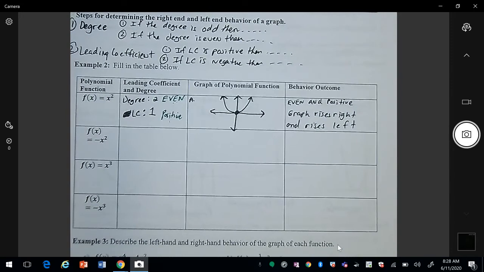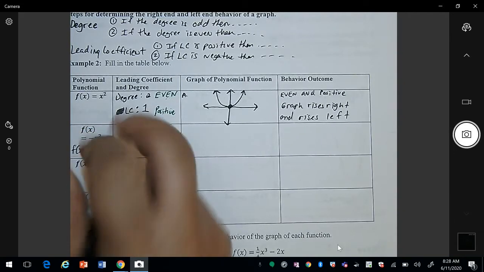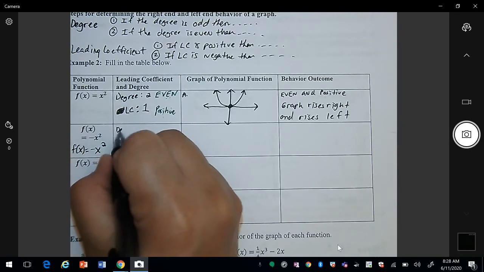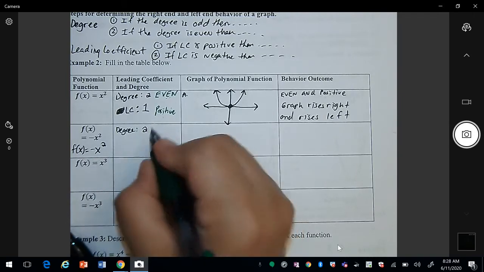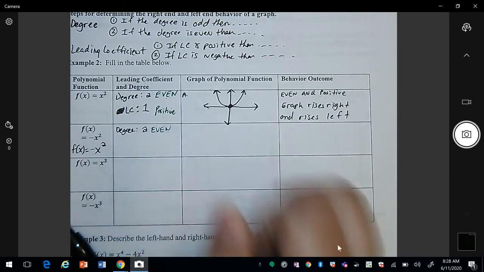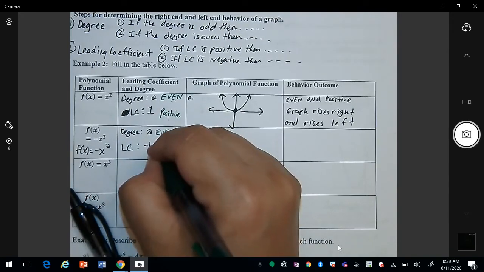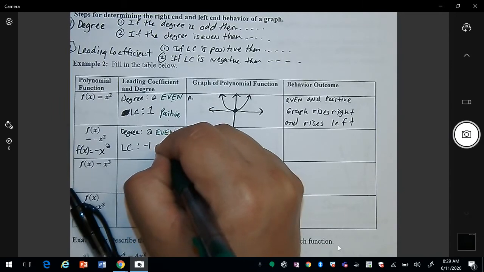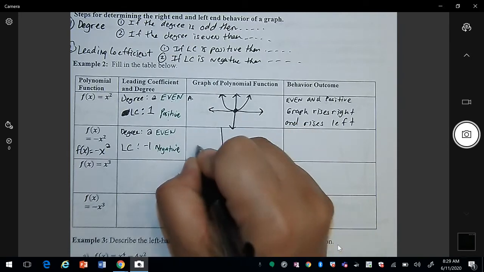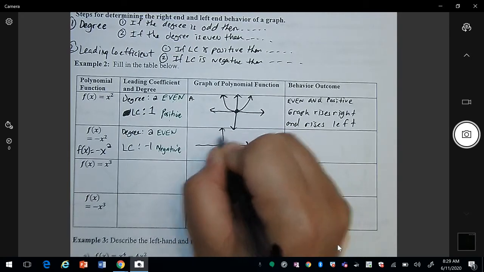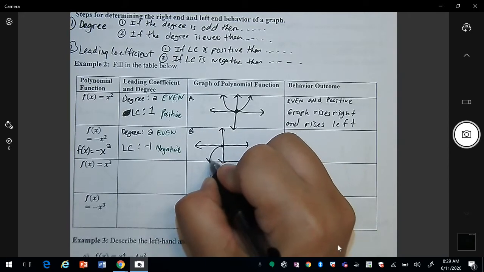Okay. The next one is f of x equals negative x squared. And so the degree for that is 2, which is still even. And the leading coefficient is negative 1, which is now negative. So the graph, I'm going to call this B. So the graph for negative x squared looks like this.